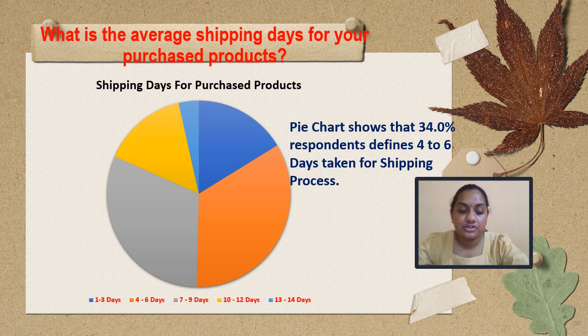There are 23 respondents who support 1 to 3 days, next, 48 support 4 to 6 days. 44 respondents support 7 to 9 days, and 21 respondents support 10 to 12 days, and only a small number of respondents, 5 only, support a shipping average of around 13 to 15 days.